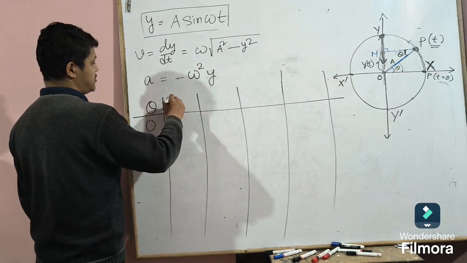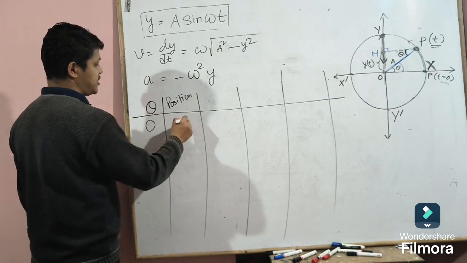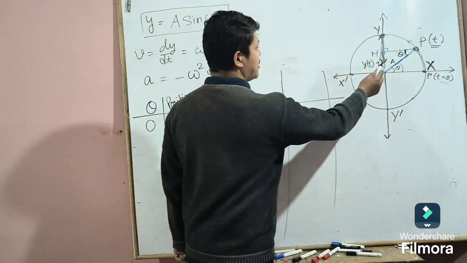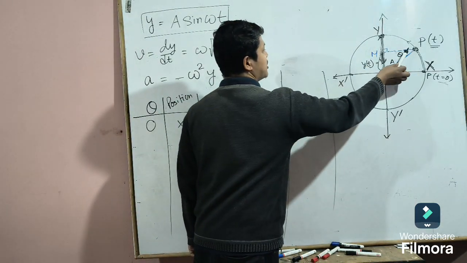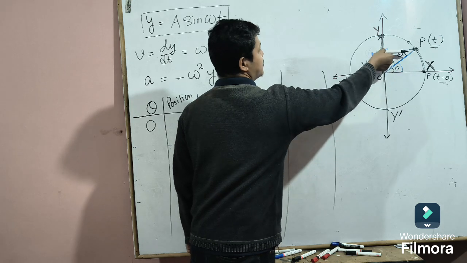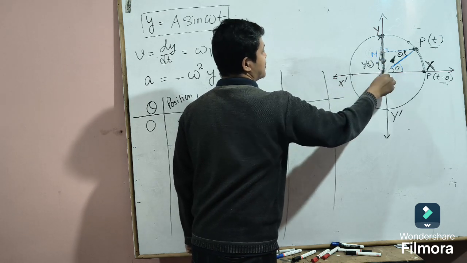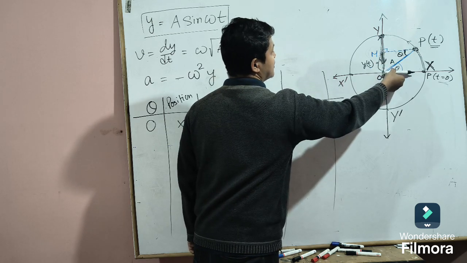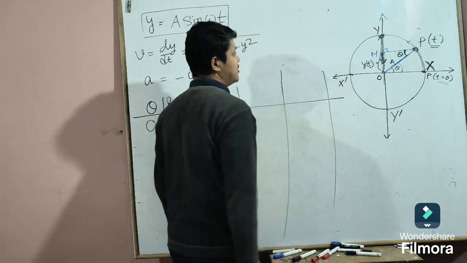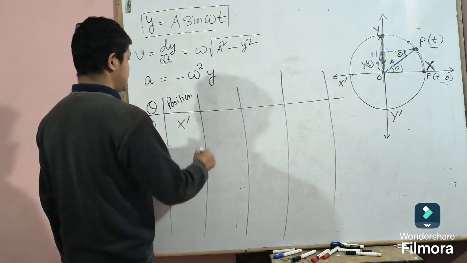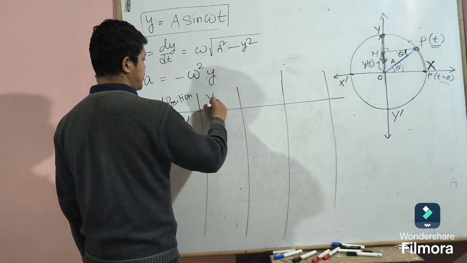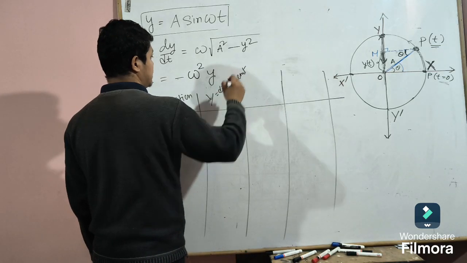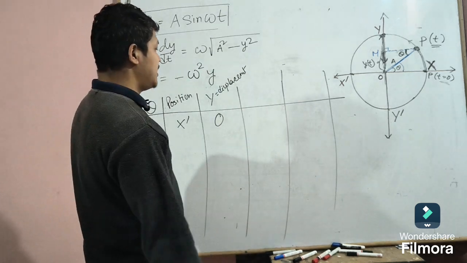So now the position is x dash. So at this position, when this point P is at this position, this MP coincides with OP. So the length of this OM is going to be 0. So in this case, displacement is 0.